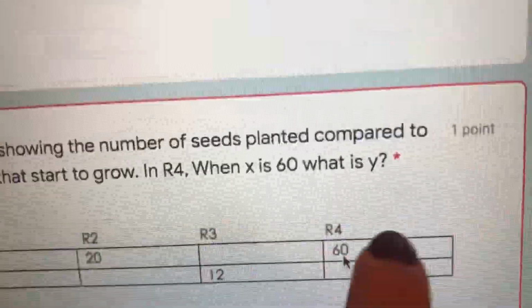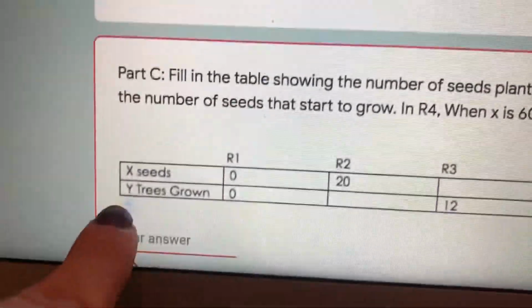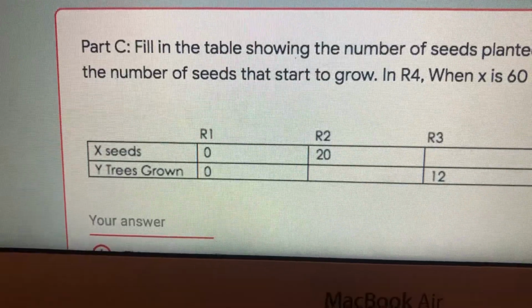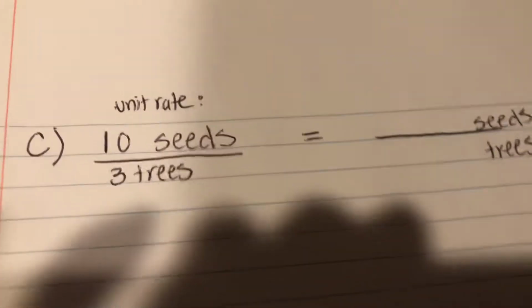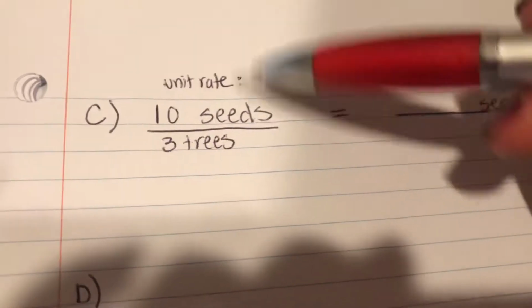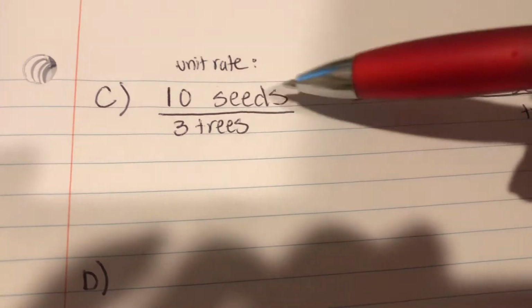Okay, so the first thing I need to be aware of is what does 60 represent? And 60 represents the seeds. Okay, so that's going to be huge for my proportion. The first thing I want you guys to do is always remember that what we're going to put here is always the unit rate. So my simplest form is 10 seeds to 3 trees. Okay, that's what I know.